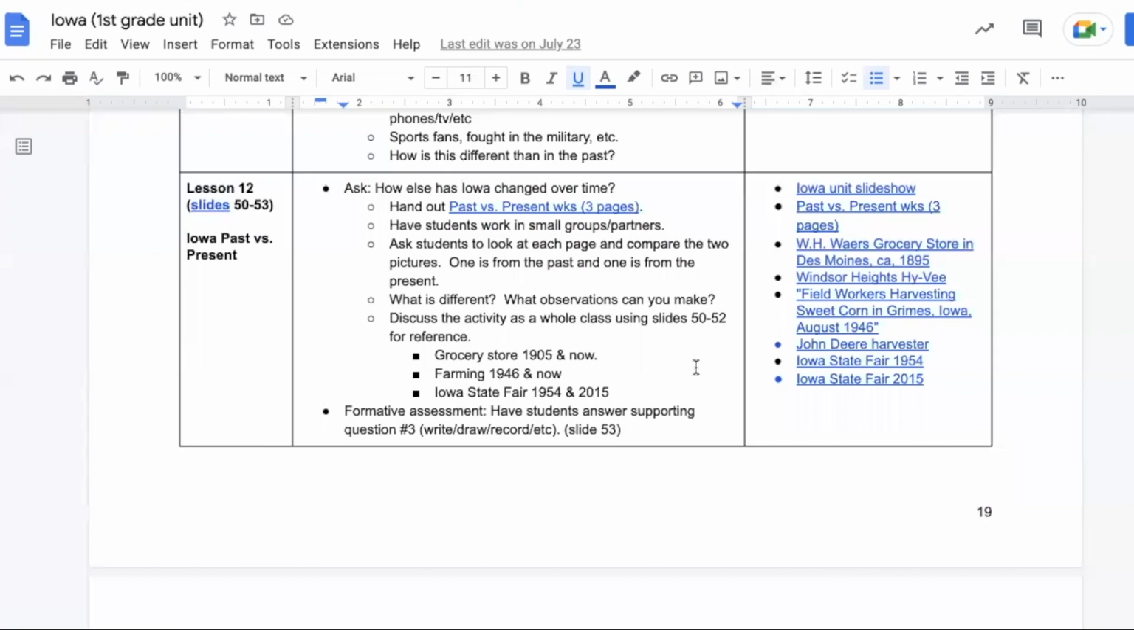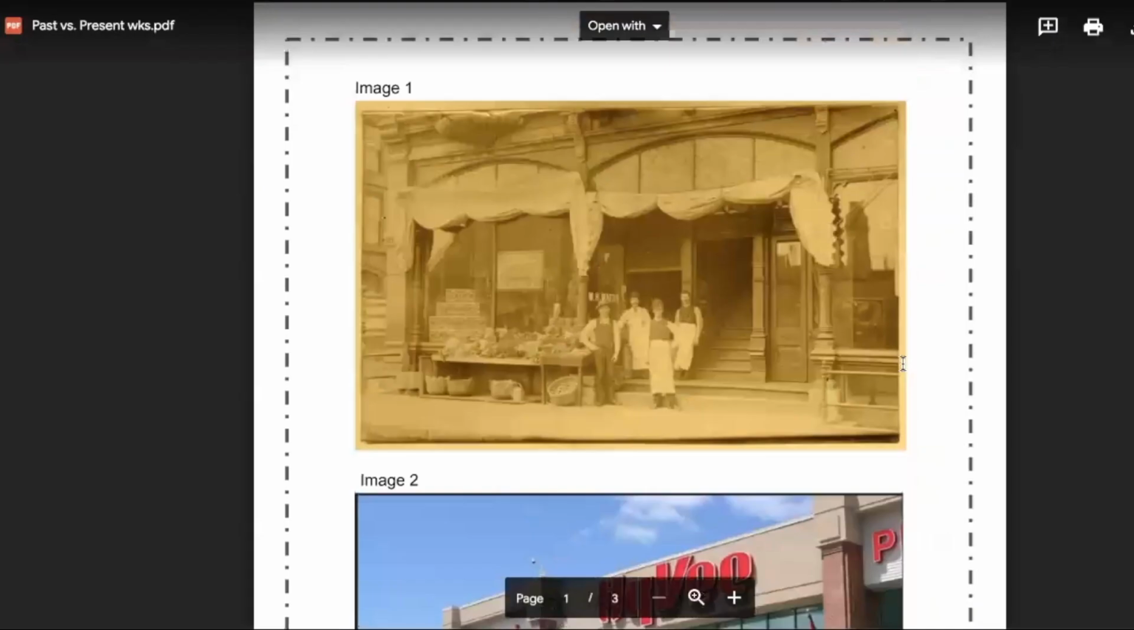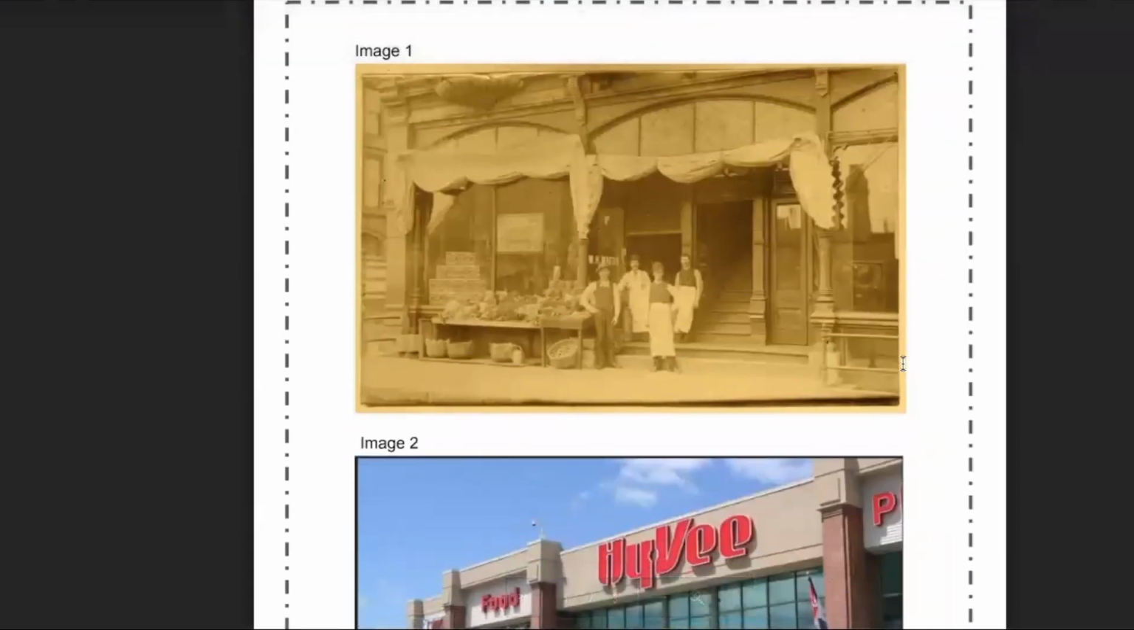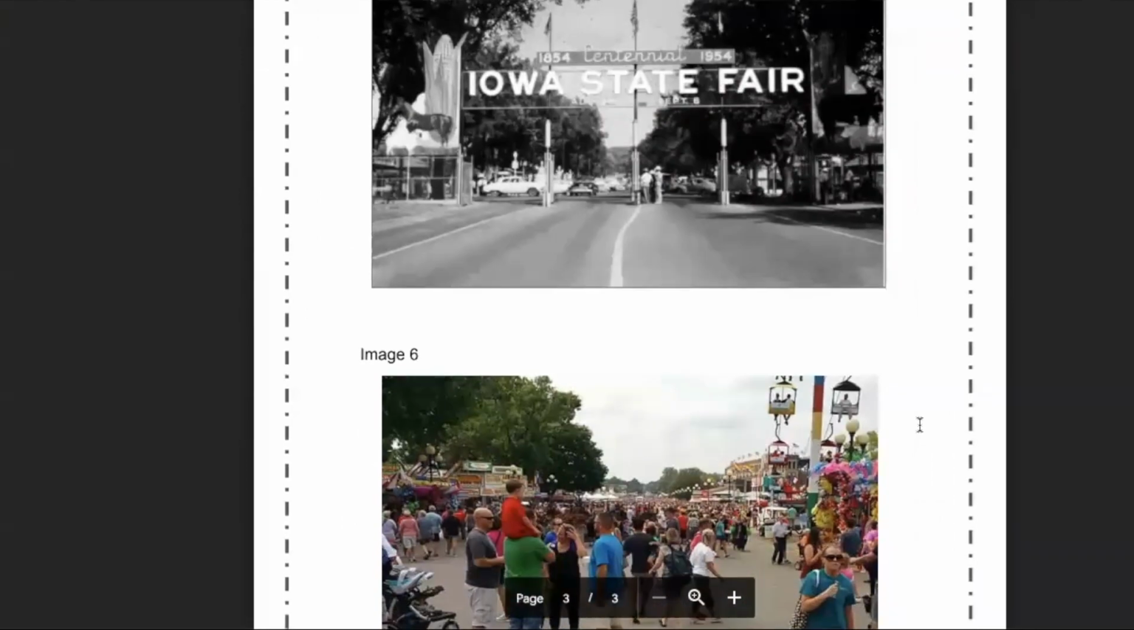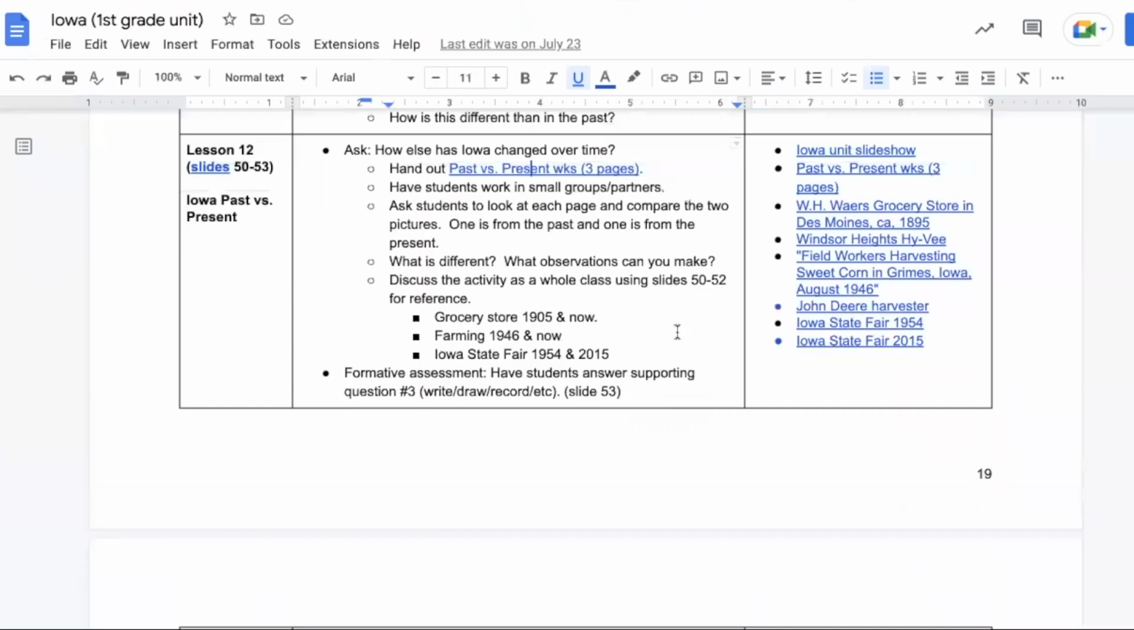Lesson 12, we have a past versus present worksheet. And what these are is 2 images per topic area. So we have the 2 grocery stores, we have the 2 methods of farming, and then we have 2 images of the Iowa State Fair. What students can do is they can look at the pictures on each page and compare the 2, one's from the past, one's from the present, and they can look for things that are different, they can look for things that are the same, and they can make some observations or even generate some more questions about what they see in the pictures.